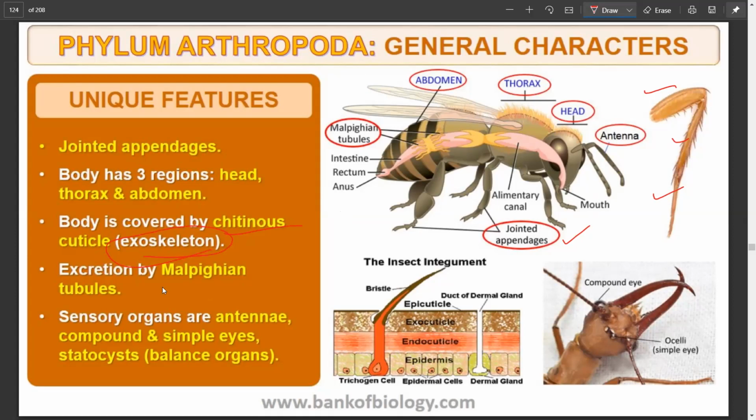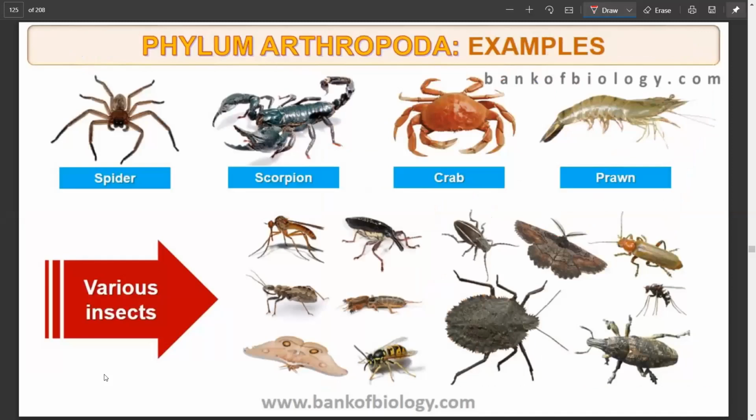Now excretion, unlike the previous group, is by Malpighian tubules, and sensory organs are present, like the antenna. Then you have the compound eye, which helps as a sensory organ, and there are the balancing organs, which are called statocysts. So the three sensory organs which you mainly have to remember are the antenna, the compound eye, and the statocysts, or balancing organs.